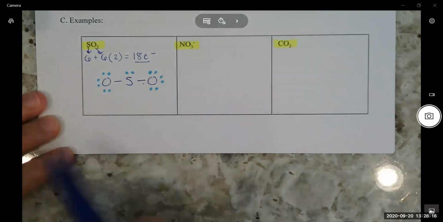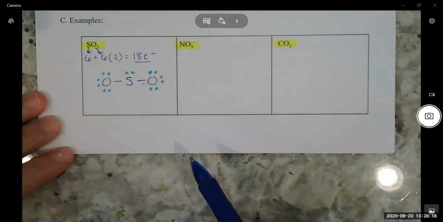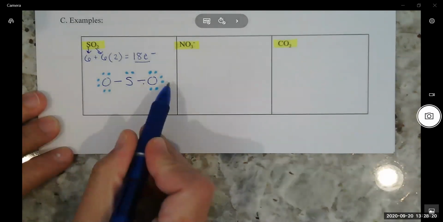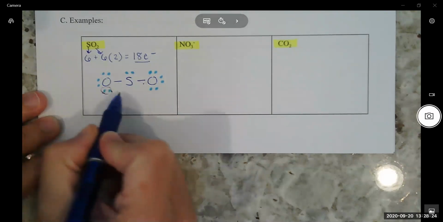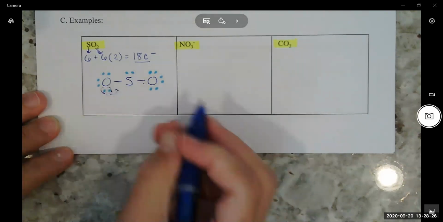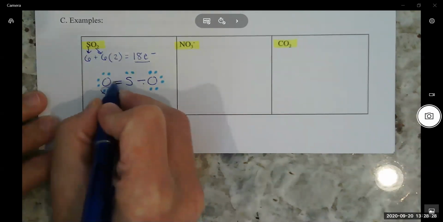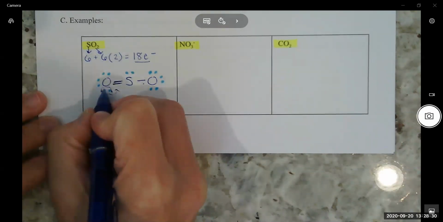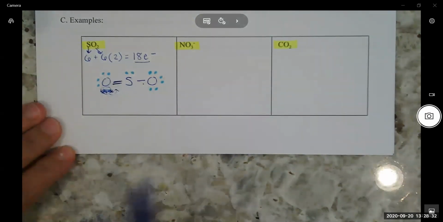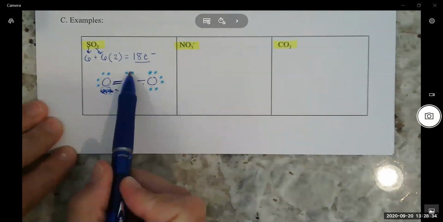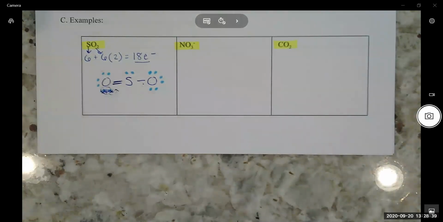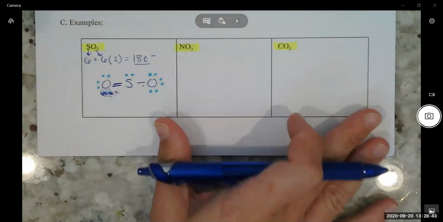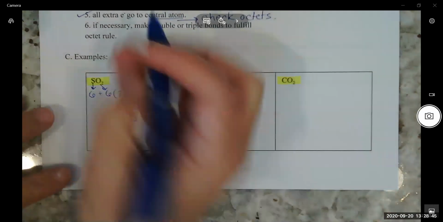When your central atom does not have enough electrons, you can take, and it doesn't matter which oxygen you use, a pair of electrons from one of those oxygens and move it up to the middle and make a double bond. These disappear, but now sulfur has 2, 4, 6, 8, and this oxygen has 2, 4, 6, 8. So all of my octets are complete and my total number of electrons is still 18. So that's my last step.